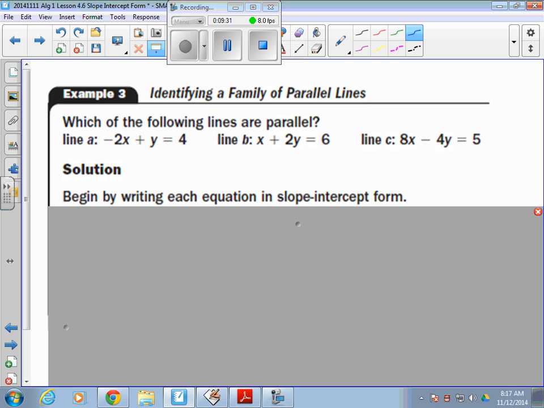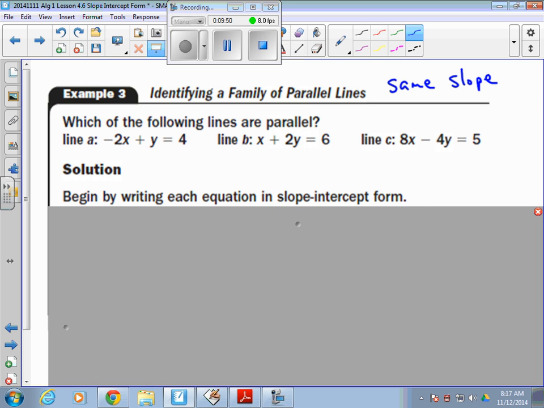Example number 3 is identifying a family of parallel lines. Remember, parallel lines are going to have the same slope. So in order for them to have the same slope, you're looking for the same m value. Line A, line B, and line C, which of them are parallel?